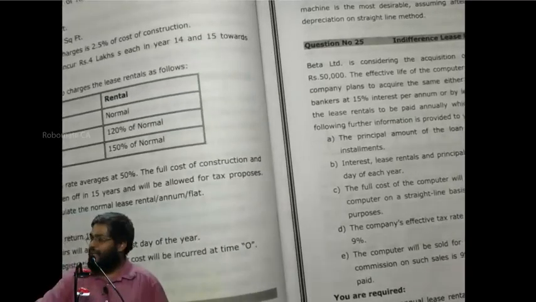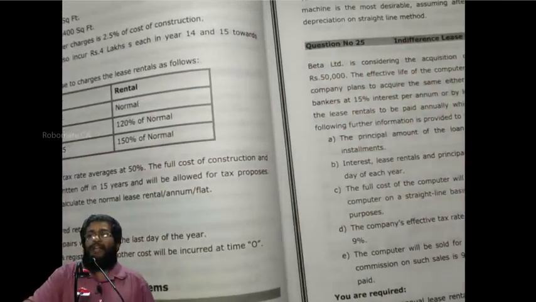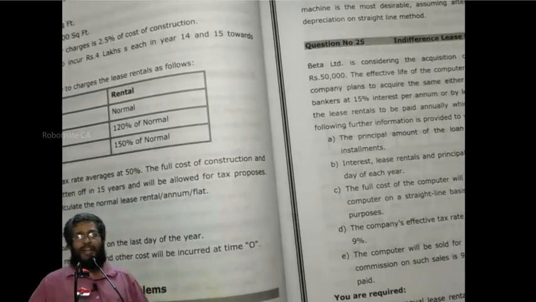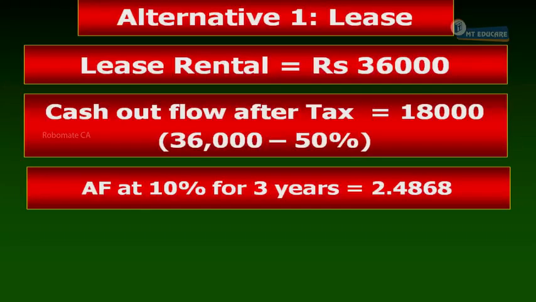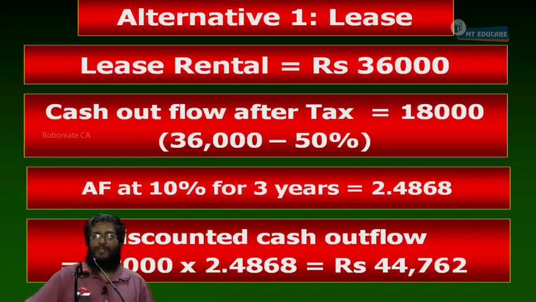Annuity factor. Write down next: annuity factor at, look at the question. What is the cost of capital given? 10%. Annuity factor at 10%, 3 years is equal to 2.4868. Discounted lease rental is equal to 18,000 into 2.4868, which is equal to 44,762. Discounted lease rental is equal to 44,762.